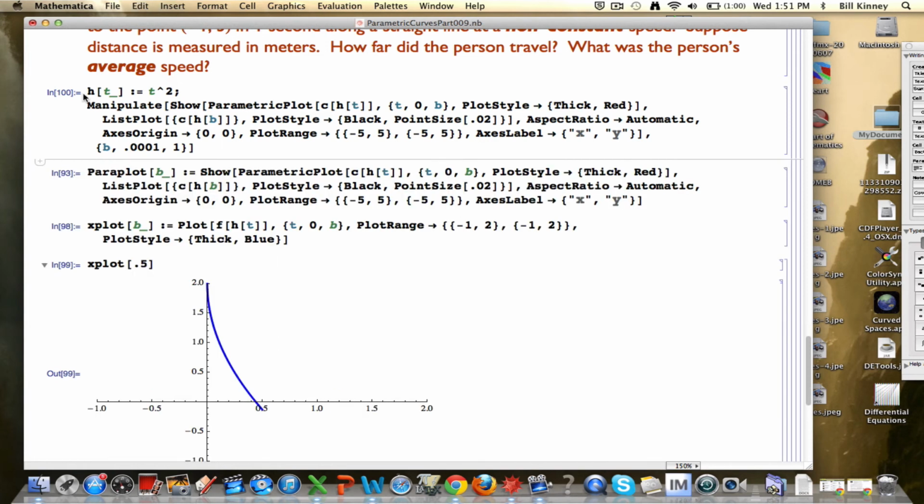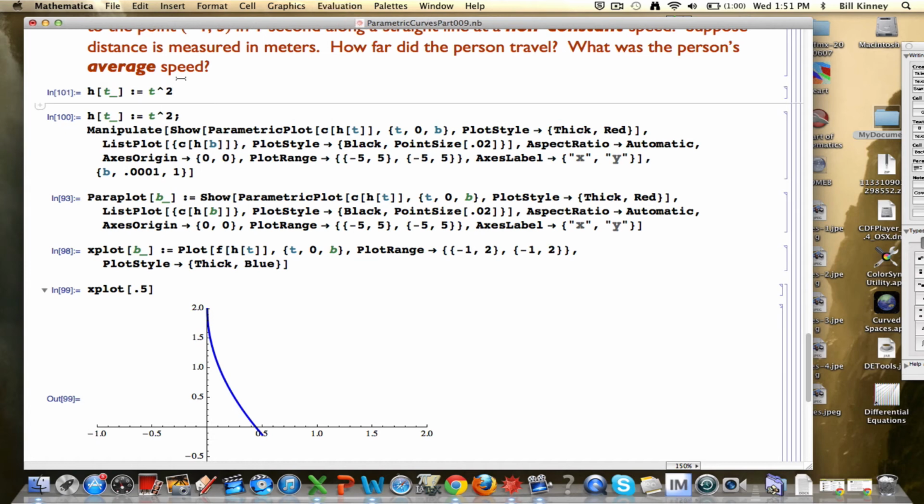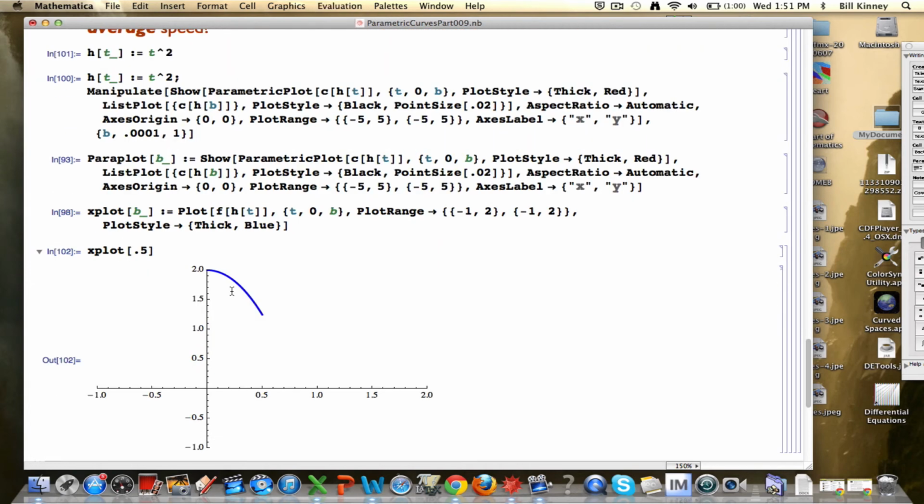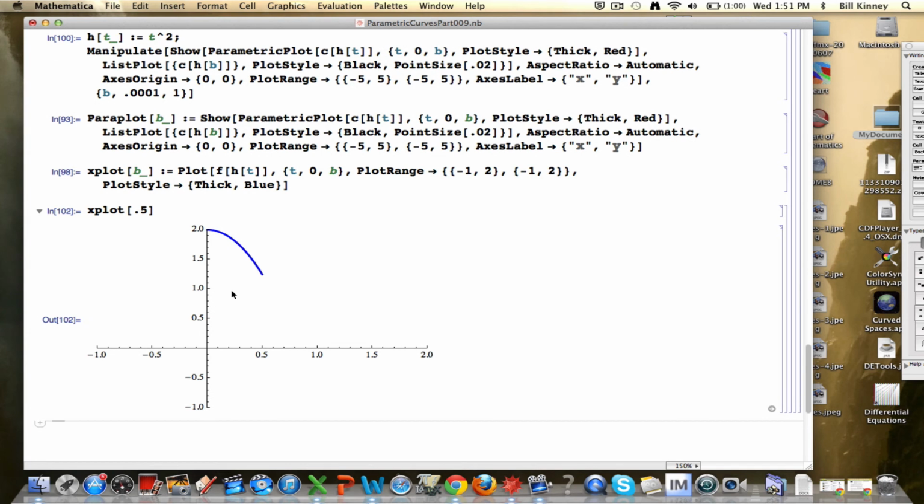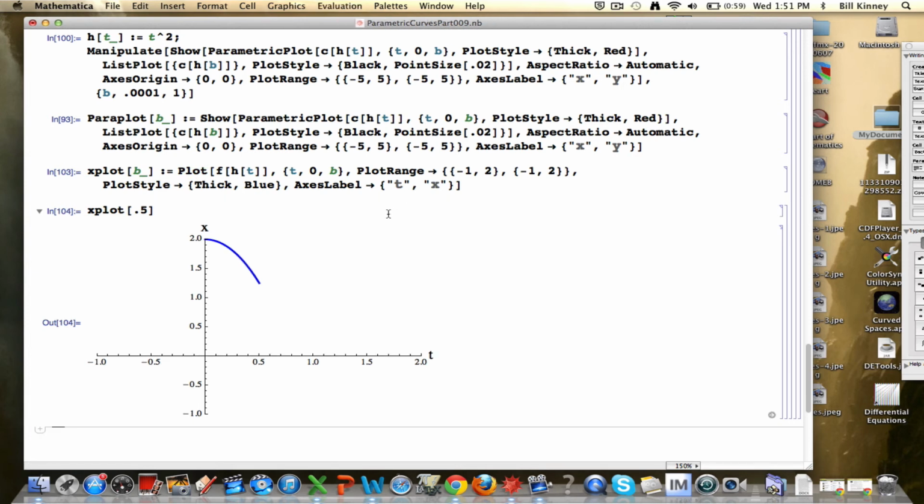I might also want to have this on a separate line so I don't always get that same output. So h of t is going to be t squared. Look at this graph. This is the graph. Well, let me label things too. Do a little bit more here. Axes labeled t and x would be the appropriate labeling. This is a graph of f of t squared over the interval from 0 to 1. It's going to look like this.